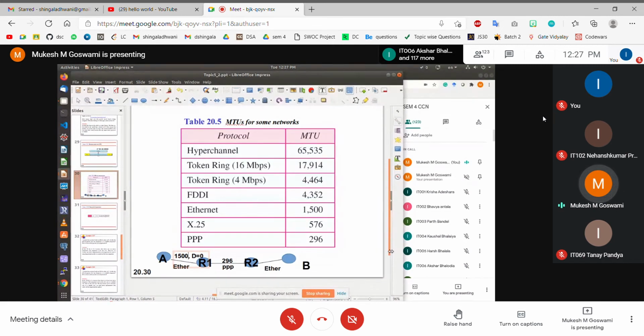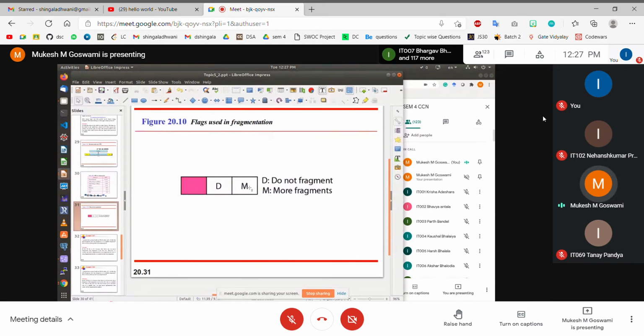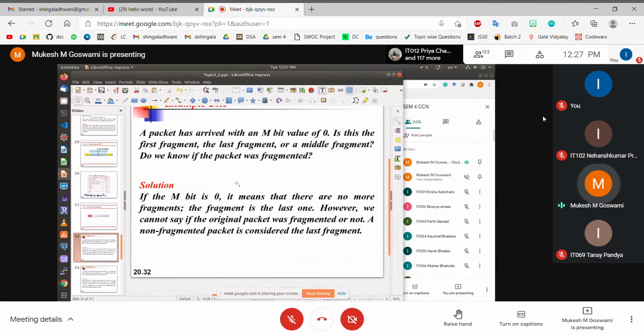You do not have any other fragment beyond 8. So when you are saying M bit equal to 0, you are saying that this particular fragment is the last fragment of the packet. You do not have any further fragments to come in. If this particular bit is equal to 1, it means that there are more fragments to come in. This is an intermediate packet, maybe the first one, maybe an intermediate one, but certainly it is not the last one. So let us try to understand.